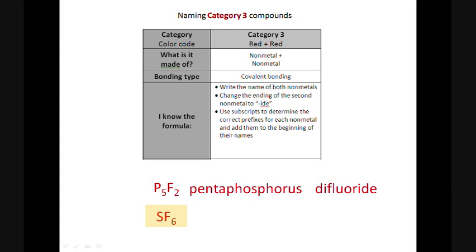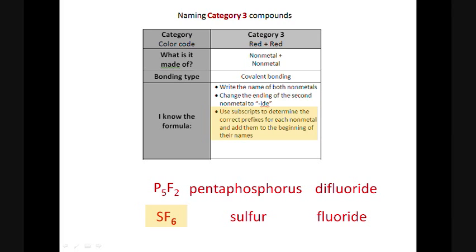Alright, here's one more example. There's only one trick involved in naming Category 3 compounds, and I'll show it to you here with this example, SF6. Step 1 gives us sulfur and, again, fluorine. Step 2 gives us fluoride. And step 3 tells us to go back and use our prefixes. But this is where that one little trick comes into play.